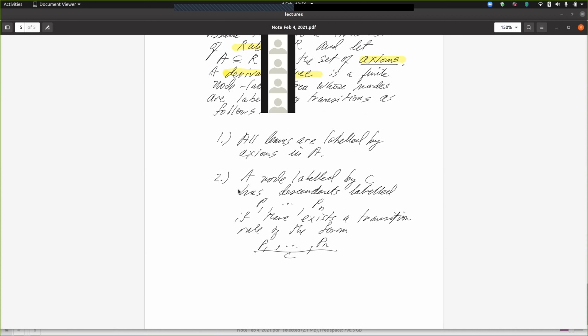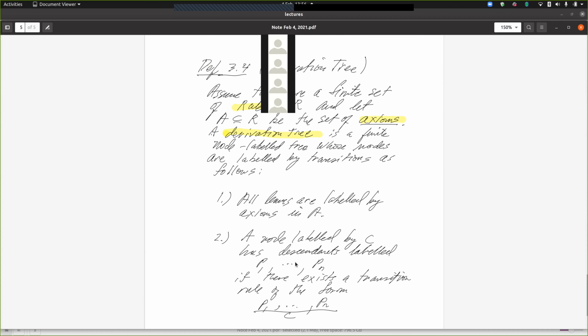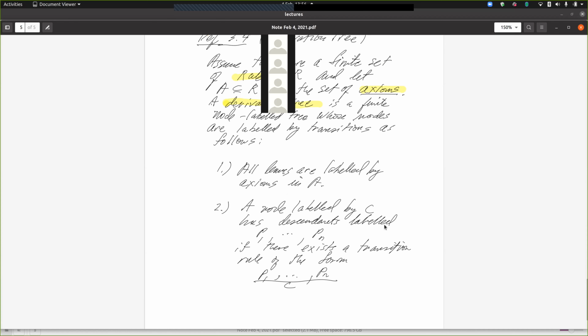A node labeled by C, all right, well, so he's just describing the structure. So C is kind of considered the conclusion of the rule. And it has descendants labeled P1 ... Pn if there exists a transition rule of the form that looks like this. C goes to Pn1 ... through Pn.